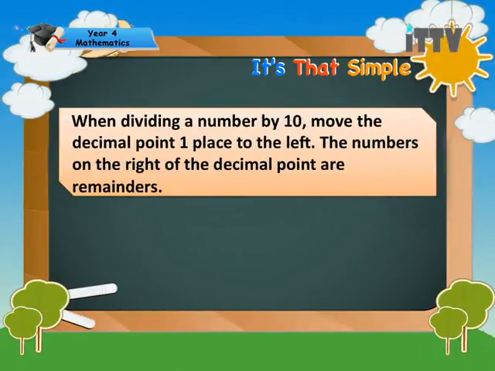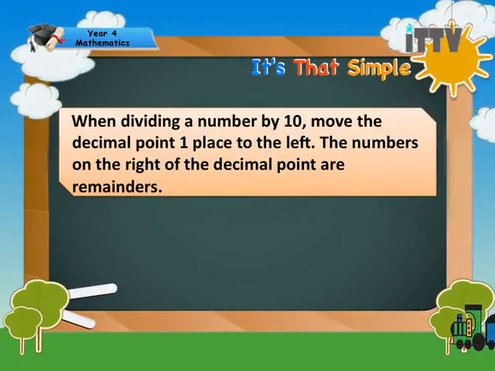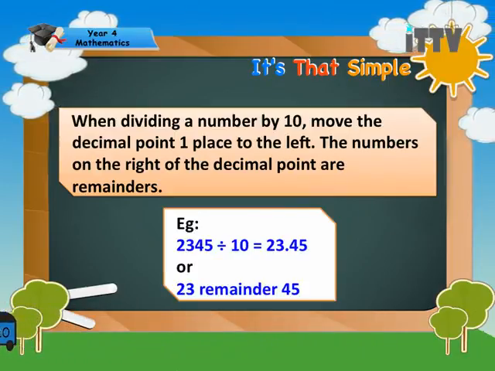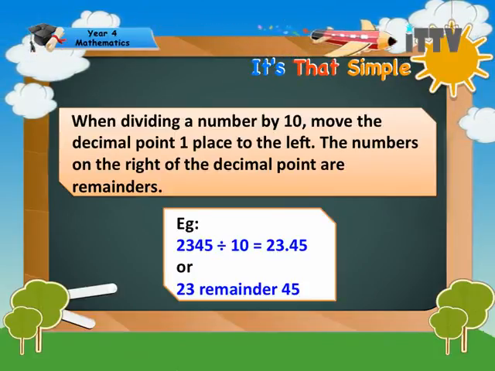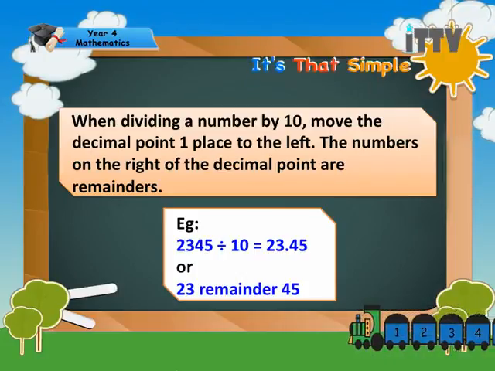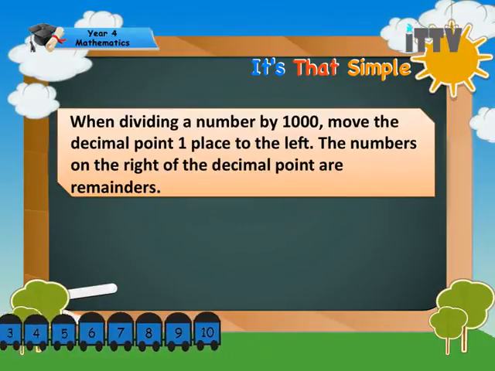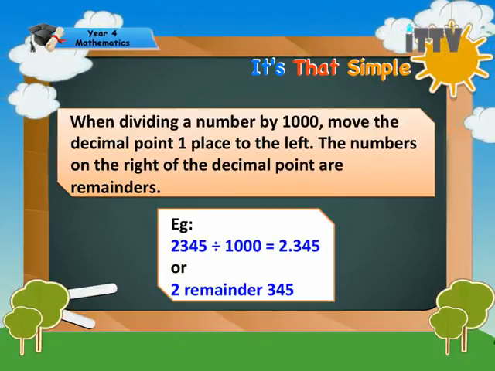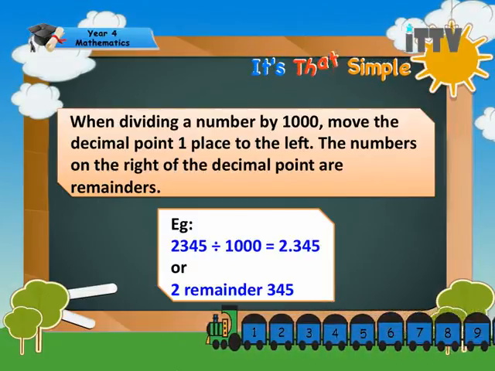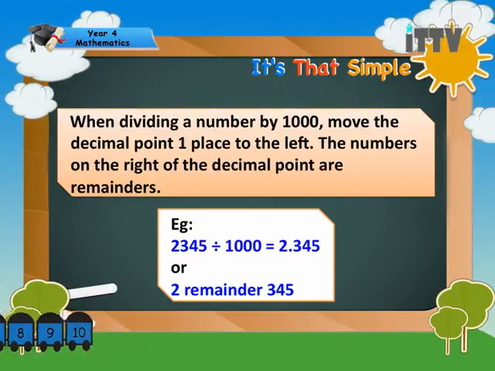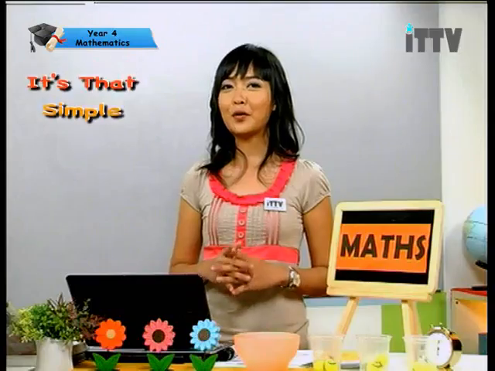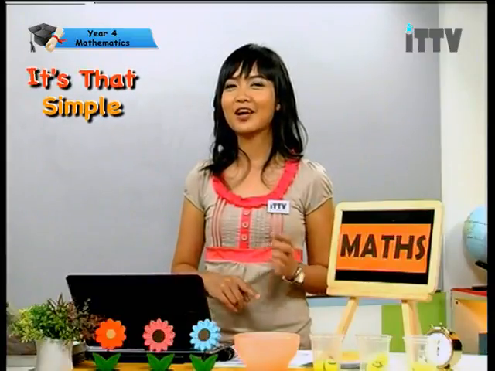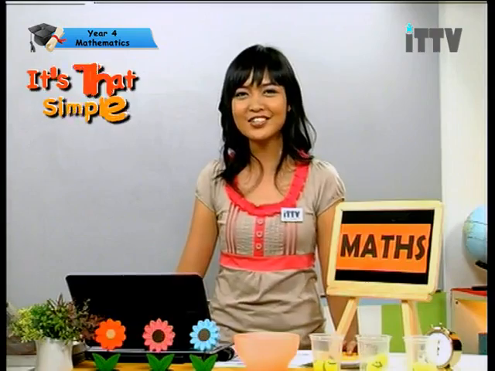When we divide a number by 10, move the decimal point 1 place to the left. That's because 10 has only 1 zero. The numbers on the right of the decimal point are remainders. For example, 2,345 divided by 10 will give you 23.45 or 23 remainder 45. When dividing a number by 1,000, move the decimal point three places to the left. For example, 2,345 divided by 1,000 is 2.345 or 2 remainder 345. Now, that's a quick way for you to divide or multiply by 10, 100 or 1,000. Once you know that, it's going to be simple for you to solve questions in the future.